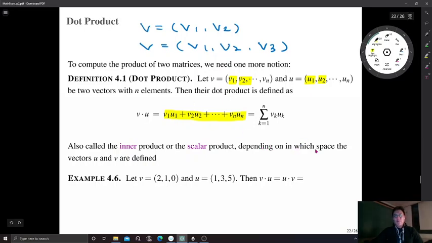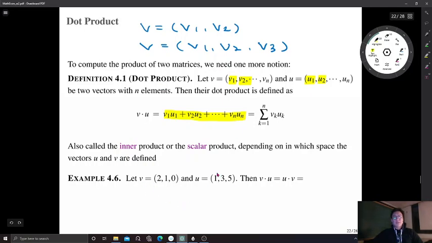Depending on in which space these vectors are defined, this dot product is also called the inner product or the scalar product. If you study math further, you're going to see several different spaces. We usually study Euclidean space, which is just a part of the whole of mathematical spaces. Several outstanding mathematicians invented several spaces, which is amazing. Anyhow, that's the way to multiply two vectors.